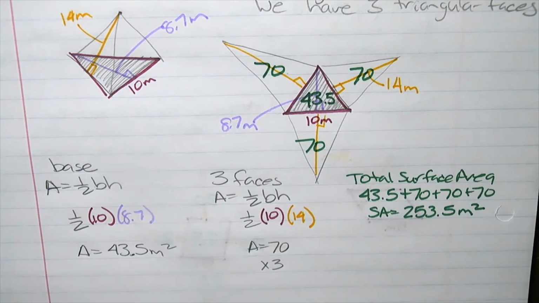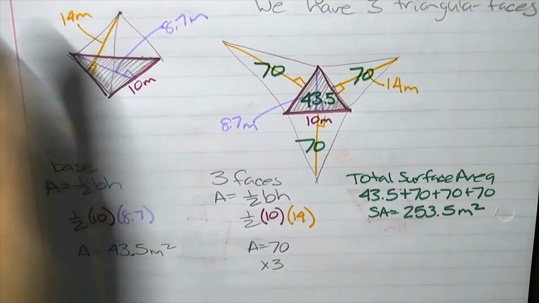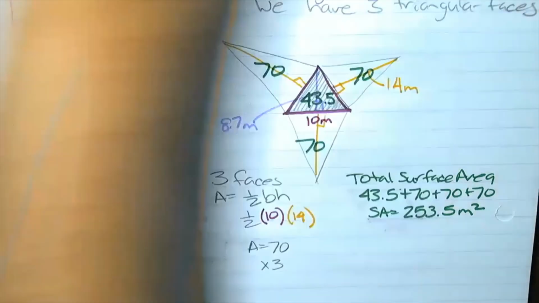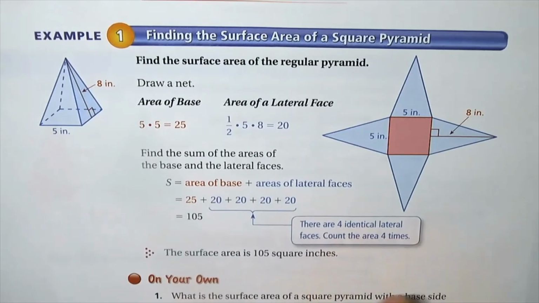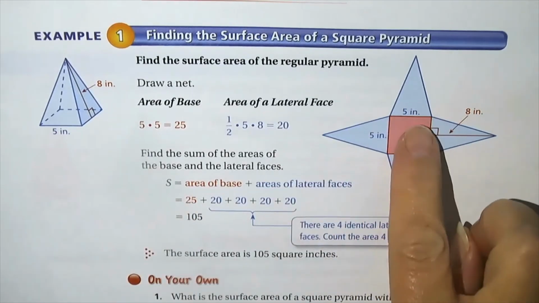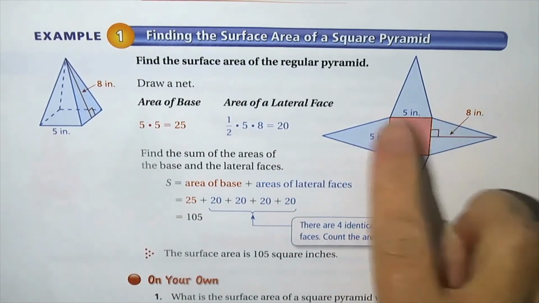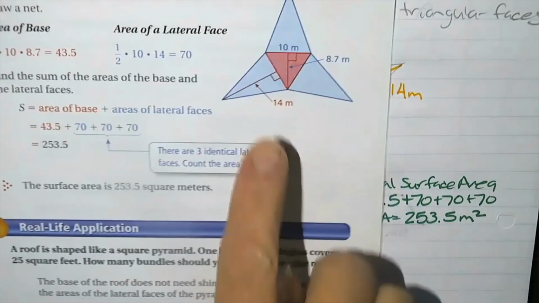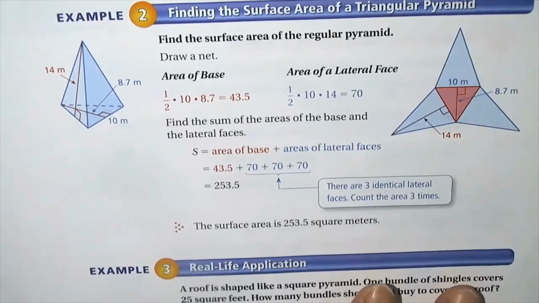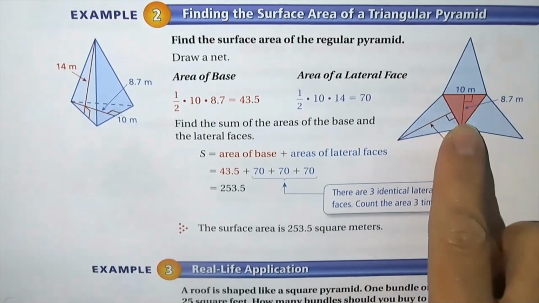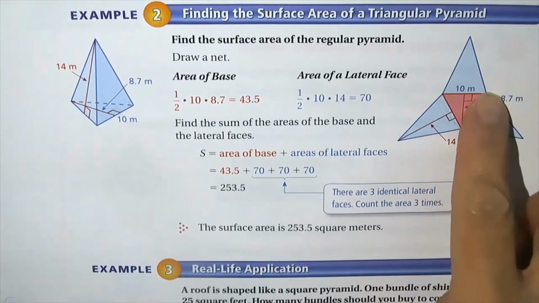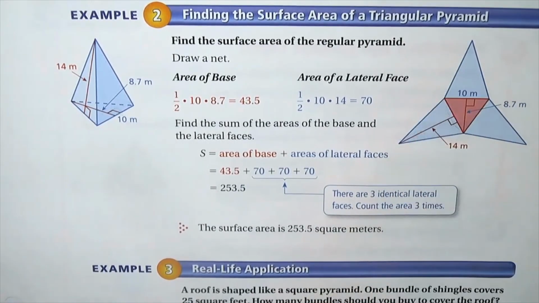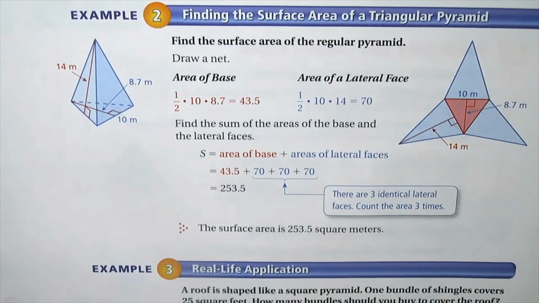And you might want to take a look at the book, because the book does a pretty good job. So these are the notes for the square pyramid. It has a square base. A square has 4 sides, so we have 4 faces. Here is a triangular pyramid. It has a triangle base. A triangle has 3 sides, so we have 3 triangular faces.